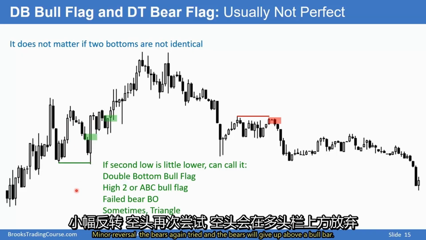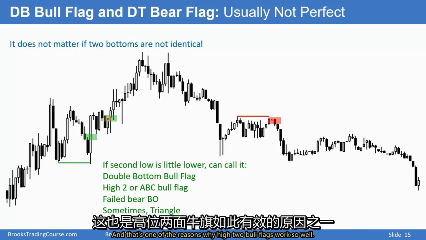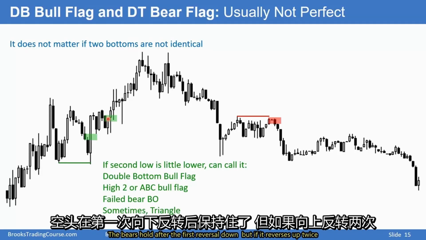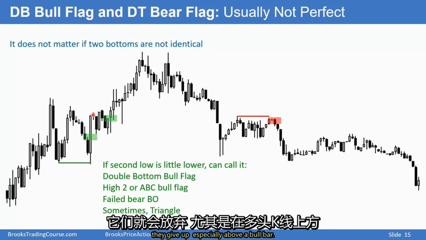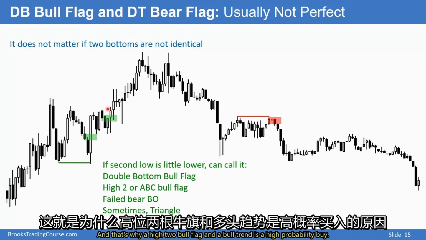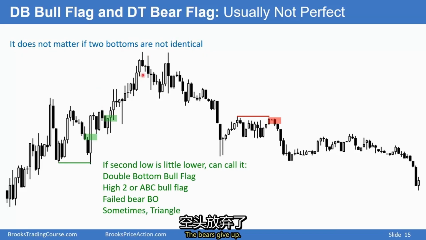The same with here. Minor reversal, the bears again tried, and the bears will give up above a bull bar. And that's one of the reasons why high 2 bull flags work so well. The bears hold after the first reversal down, but if it reverses up twice, if the bull trend resumes twice, if the bears twice fail to reverse, they give up, especially above a bull bar. And that's why a high 2 bull flag in a bull trend is a high probability buy. The bears give up.